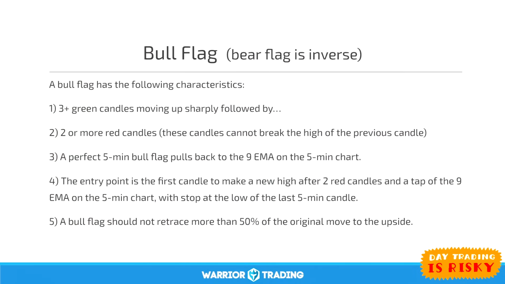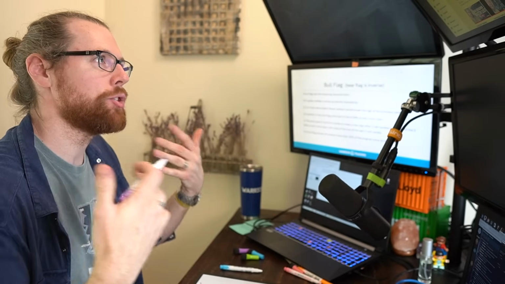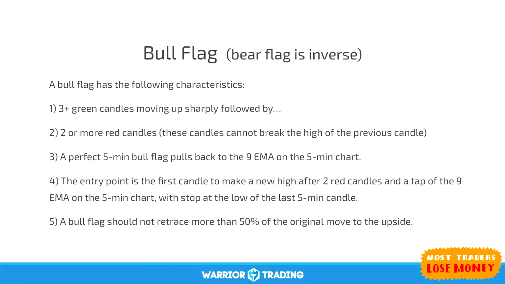And again, the 9 moving average is valid as an exponential moving average, whether it's on the 1-minute or the 5-minute chart. You're still looking for that pullback to the moving average because it's a pullback to support. That's how traders recognize that this is an opportunity to buy a strong stock for the next leg up. The entry point is the first candle to make a new high after 2 consecutive red candles and a tap of the 9 moving average, which is the perfect scenario, with your stop at the low of the pullback.